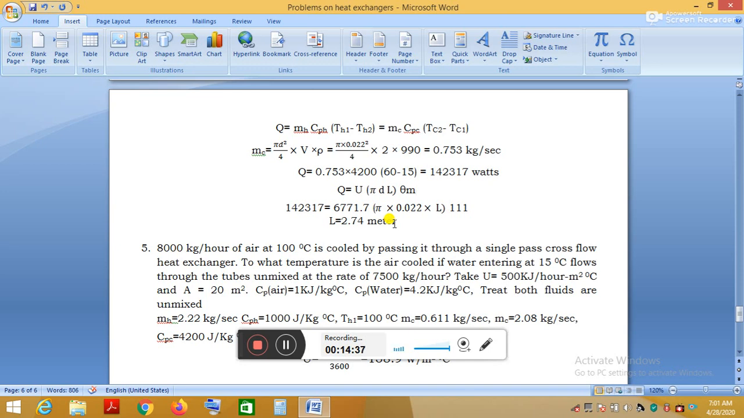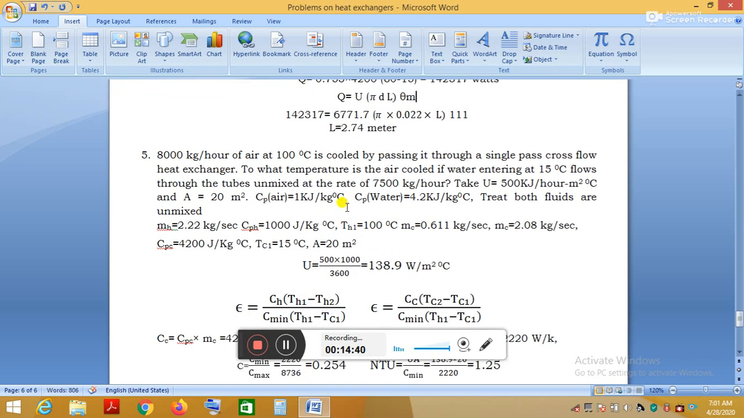Okay, the next problem, I am going to read the next problem. 8000 kg per hour of air at 100 degrees Celsius, the air is flowing at a rate of 8000 kg per hour and it is at 100 degrees Celsius, is cooled by passing it through a single pass cross flow heat exchanger. It is a cross flow heat exchanger but a single pass. Okay, and to what temperature is the air cooled?